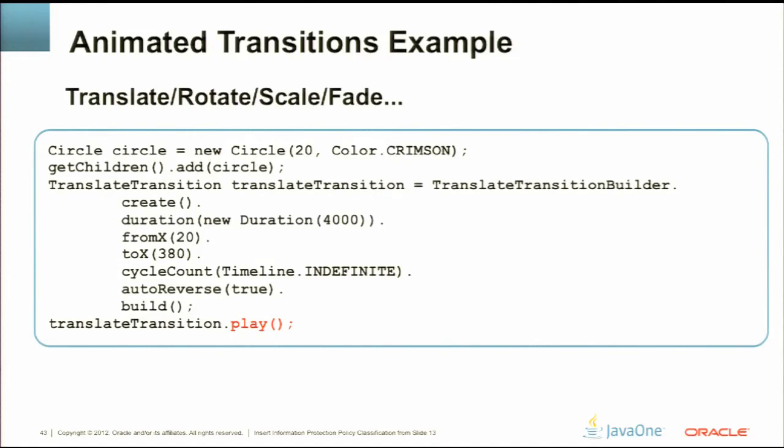This is just an example of how we could use a translation. So in this case, what I'm doing is I'm using the transition builder to create a new transition for my circle, and I'm saying that the duration of that's going to be 4 seconds. I'm specifying the start and the end point of the x-axis being 20 and 380. The cycle count is indefinite, auto-reverse is true. So that's going to do the same thing as I did with my timeline, except I don't have to create all the keyframes and the key values and so on. I can just simply set up the values that I want to have on that transition, and it's a lot simpler than doing all of the hard work with the timeline.